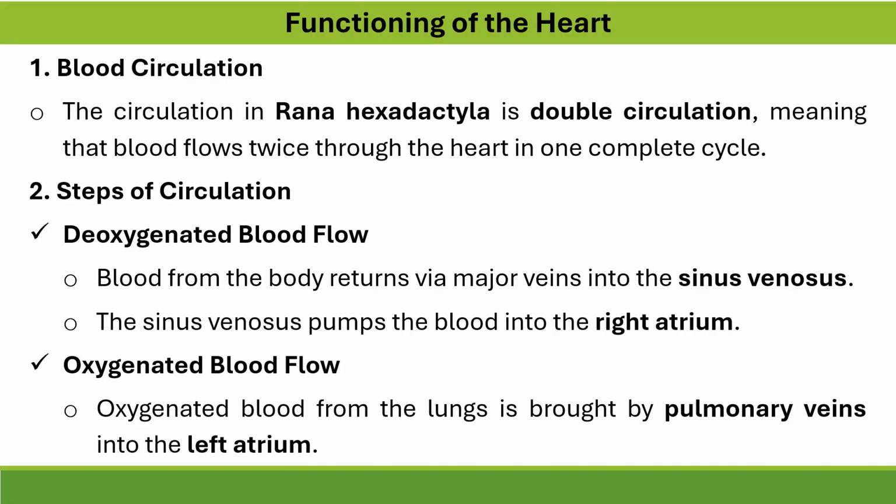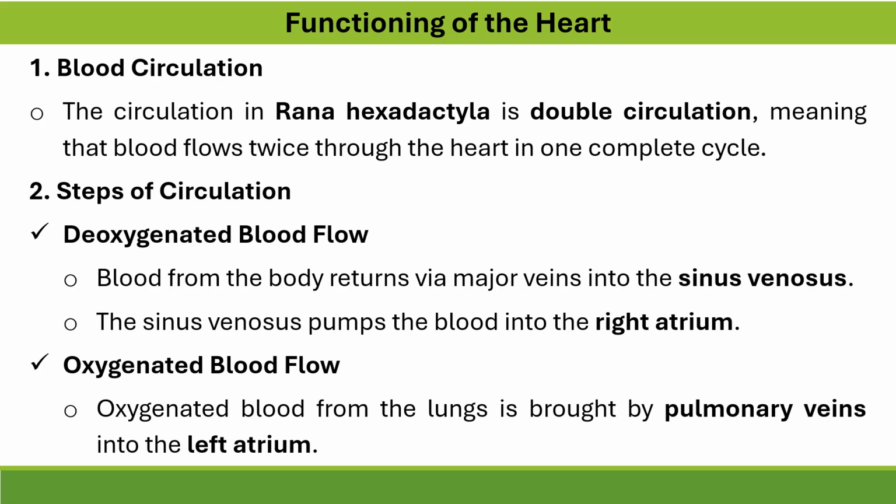Now, the functioning of the heart. First, we will see the blood circulation. What type of blood circulation is present in Rana? The circulation in Rana hexadactyla is double circulation, meaning the blood flows twice through the heart in one complete cardiac cycle. So it is indicating a double circulation. Now see the circulation steps, like how deoxygenated and oxygenated blood flows in a cardiac cycle.